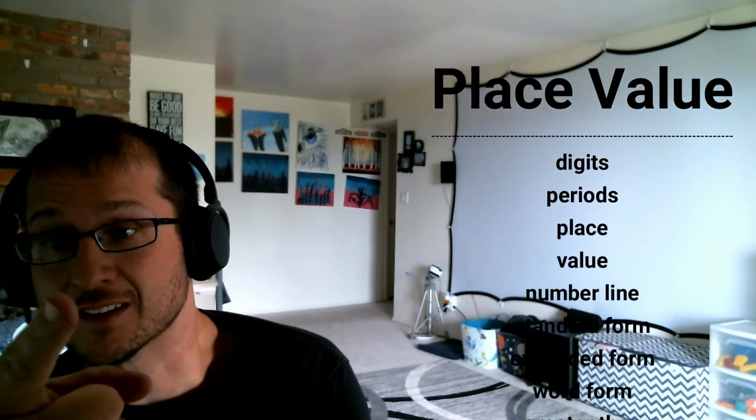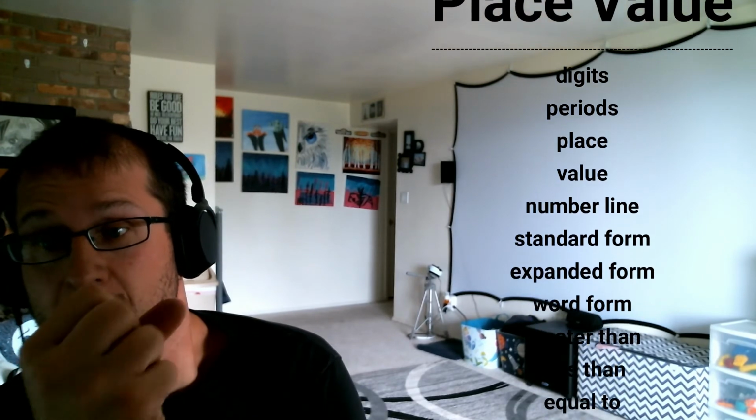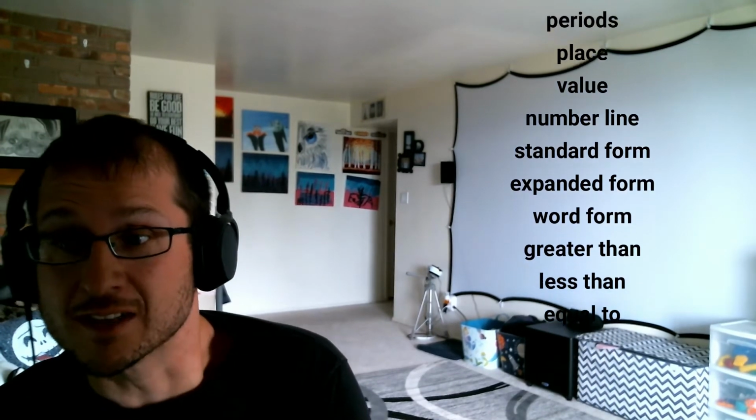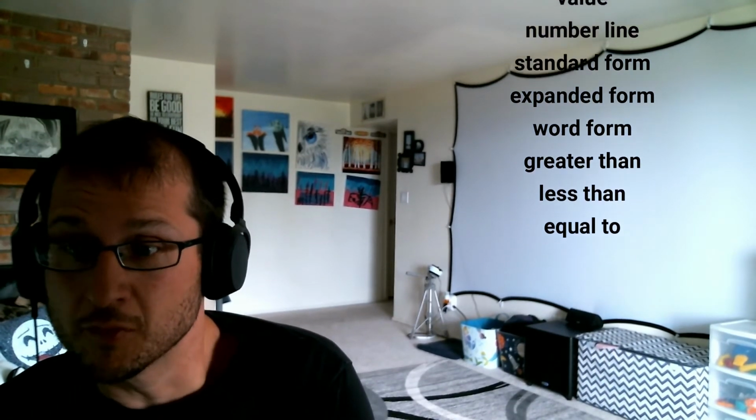Let's rewind. Okay, each of these things that you see coming along the list right here are things that we are going to be discussing, at least in a little bit of detail, as we review place value. You've got digits, periods, place, value, number line, standard form, expanded form, word form, greater than, less than, and equal to. There. Now that I've listed each and every one of them, you good? Any questions? Just kidding. Let's get to it.